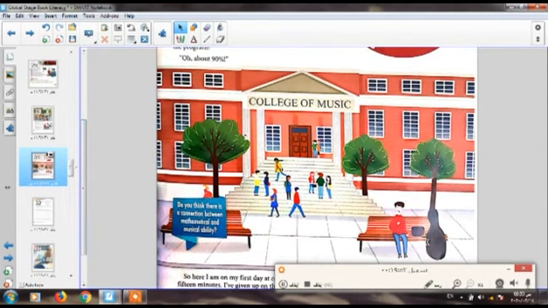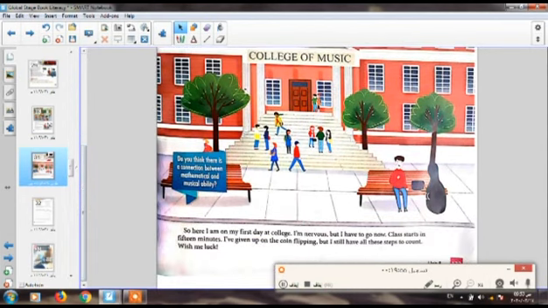So here I am on my first day at college. I'm nervous, but I have to go now. Class starts in 15 minutes, and I have given up the coin flipping, but I still have all these steps to count. Wish me luck.